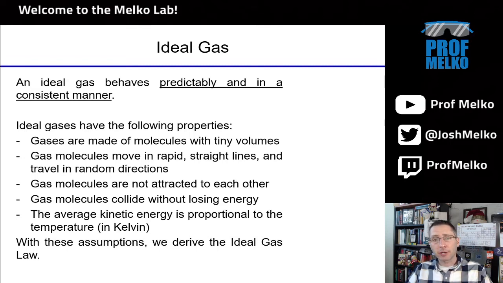But gases are much more chaotic, and so we make approximations so that we can calculate properties of these gases. And the approximations we're going to make are sort of lumped in to consider this an ideal scenario, this ideal gas. We're going to pretend it behaves predictably and consistently. And so we'll have the following properties.